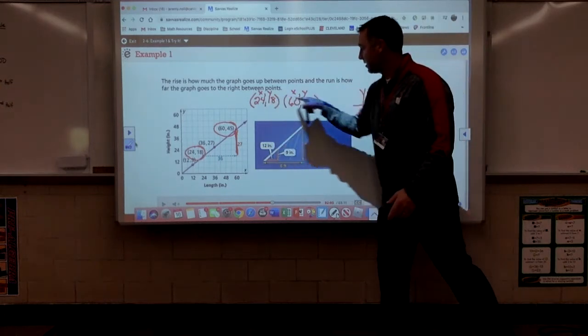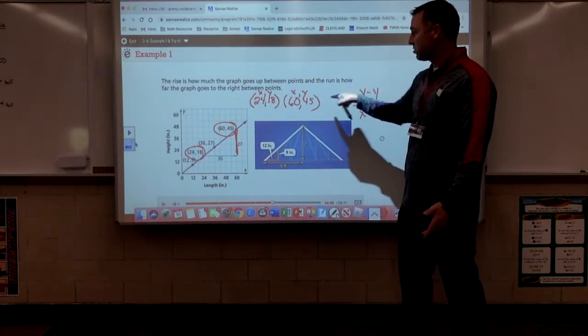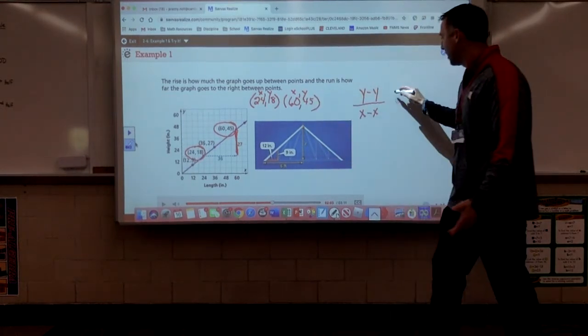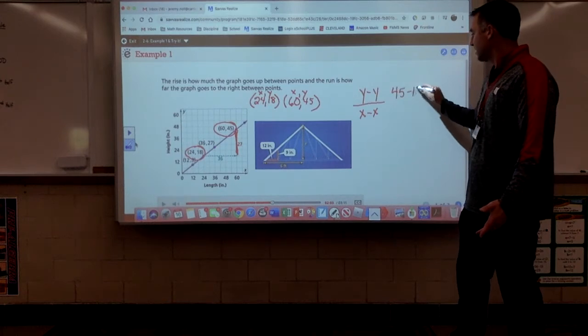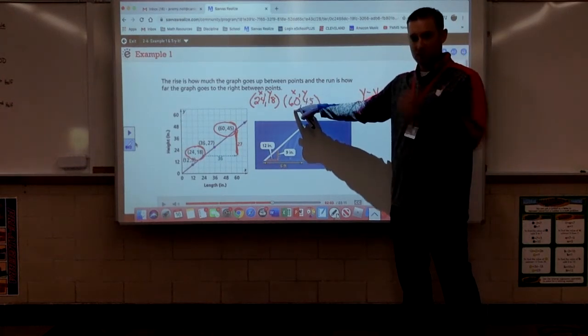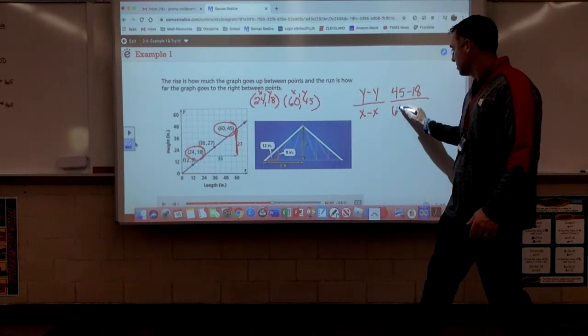So if we take these values, now Mr. Friggy is going to talk about, when you look at your y values, start with the larger y value. So let's start with 45 and subtract 18. On the bottom, you have to start with that same coordinate pair, x value 60 minus 24.